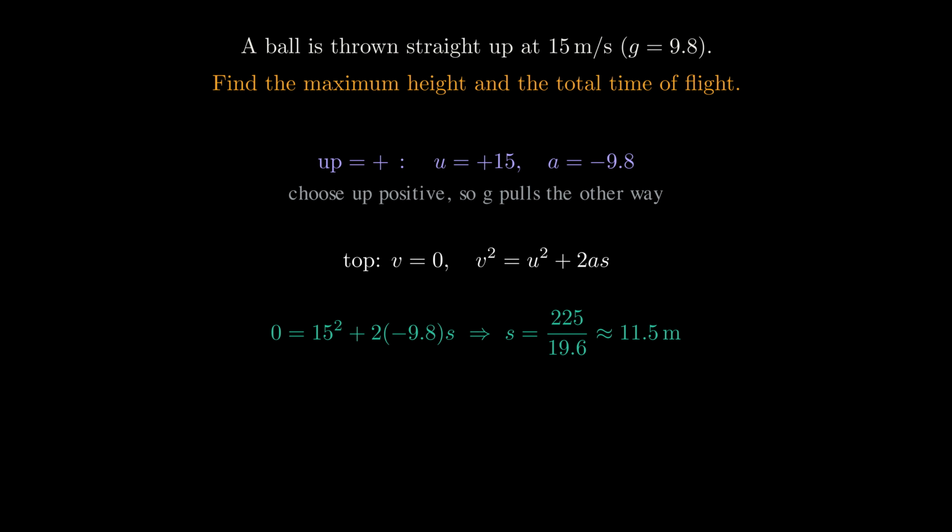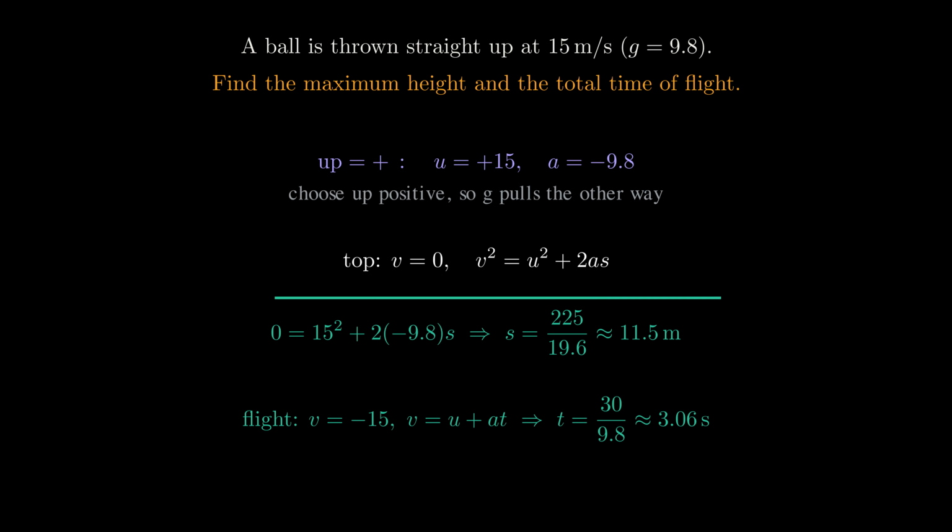For the total flight time, the ball comes back to your hand, moving downward at 15. So v is minus 15. Then v equals u plus at gives minus 15 equals 15 minus 9.8t. So t is 30 over 9.8, about 3.1 seconds. Notice the symmetry. The trip up and the trip down take equal times.